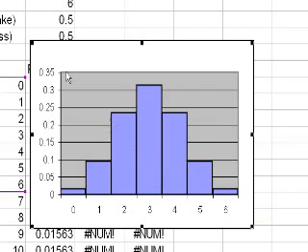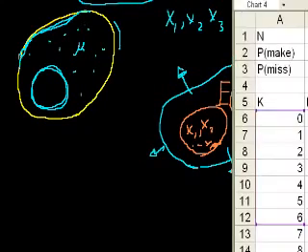So if you have that information, you can then figure out the population mean for this population that's described by this probability distribution, or the expected value. And let's do that right here. I'll put this over to the side.